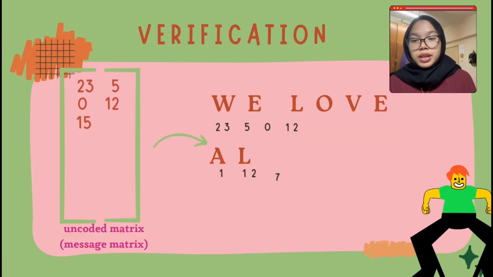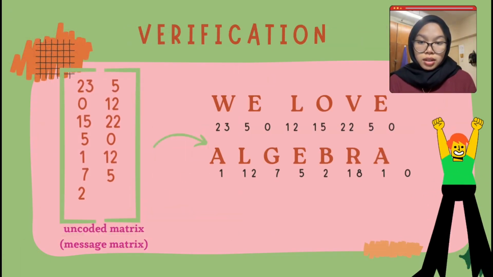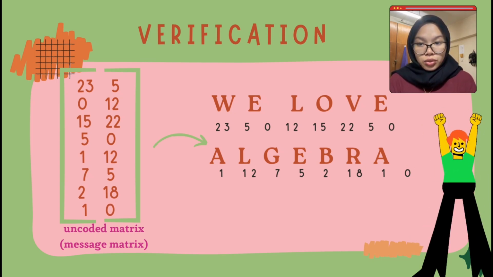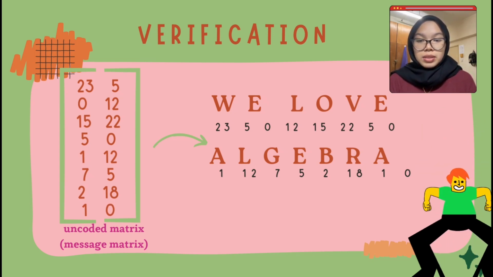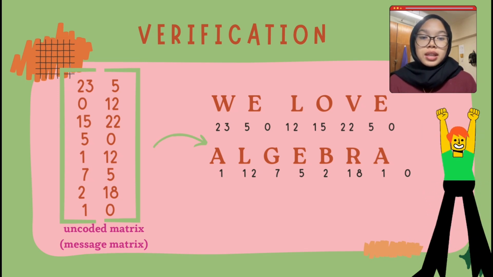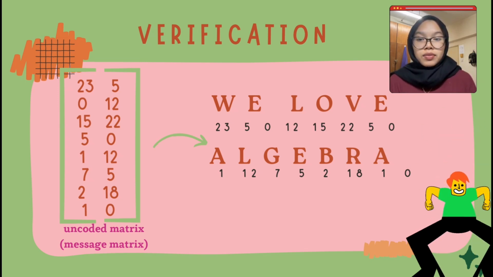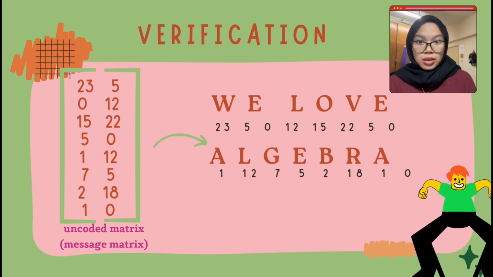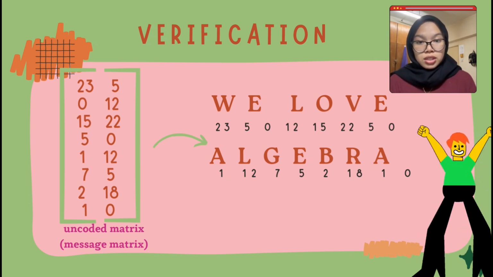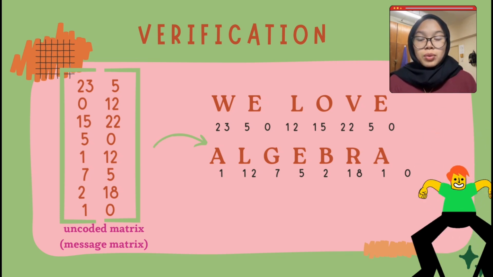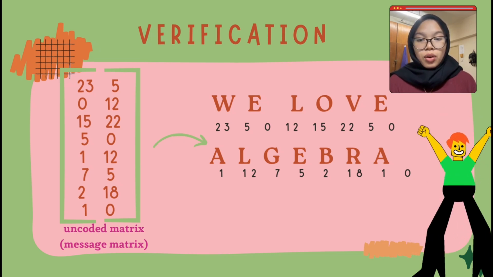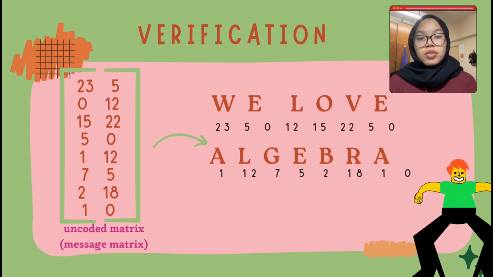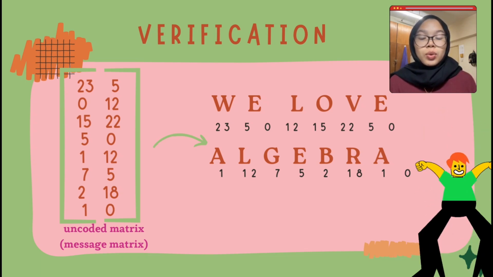Lastly, the verification of the decoded result. Verification ensures that the decoding process is accurate. Applying the inverse matrix, E inverse multiplied by the encoded vectors, will give us the message matrix, which is the original message matrix. We will need to repeat this for all encoded pairs in order to reconstruct the original message, which is: we love algebra.